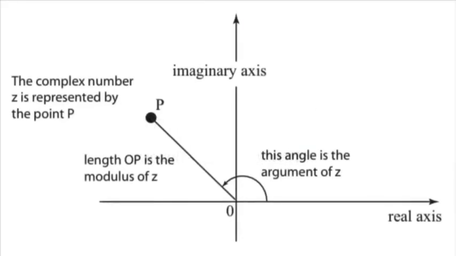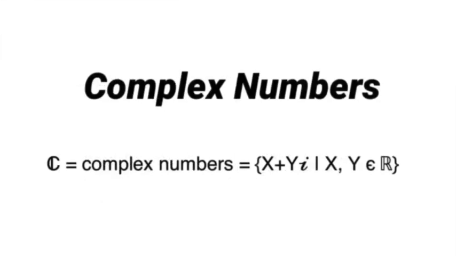The line segment OP is the modulus of the complex number in this diagram. The angle from the positive axis to the line segment is called the argument of the complex number, which is shown as z in the diagram. In this diagram, the y-axis is replaced by the i-axis, which is the imaginary axis, and the x-axis is replaced by the real axis. This is because complex numbers are written as x plus yi.